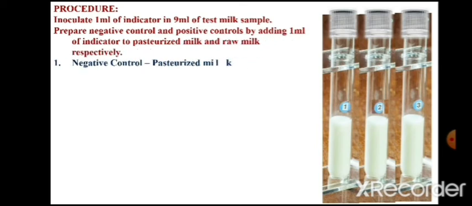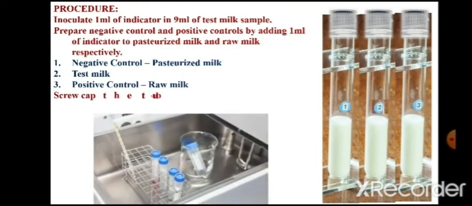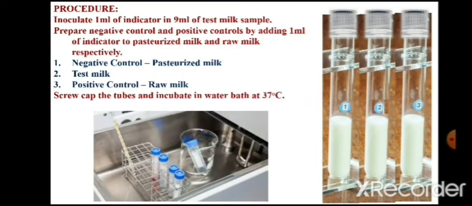So these are the three tubes. First tube is the negative control, which contains pasteurized milk. Second tube is the test milk, and third tube is the positive control that contains raw milk. Then there is addition of 1 ml. Then these tubes are mixed properly and transferred to a water bath, which is adjusted at 37 degrees Celsius temperature.